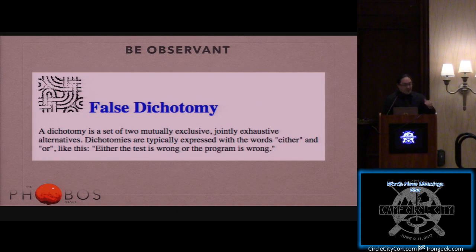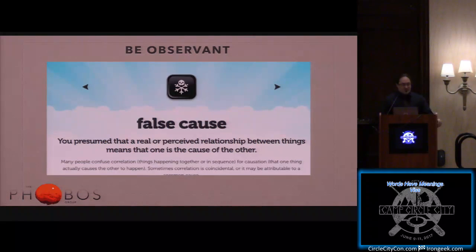False dichotomy, this is a good one. Presenting an option of only two choices when many more actually exist in reality. Either we backdoor crypto and law enforcement has access to everyone's private conversations, or the pedophiles and terrorists will roam free and we'll be unable to catch them. Right? Not news.